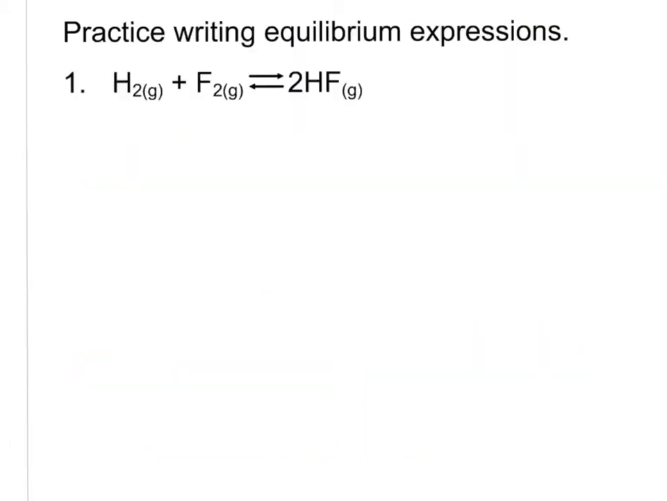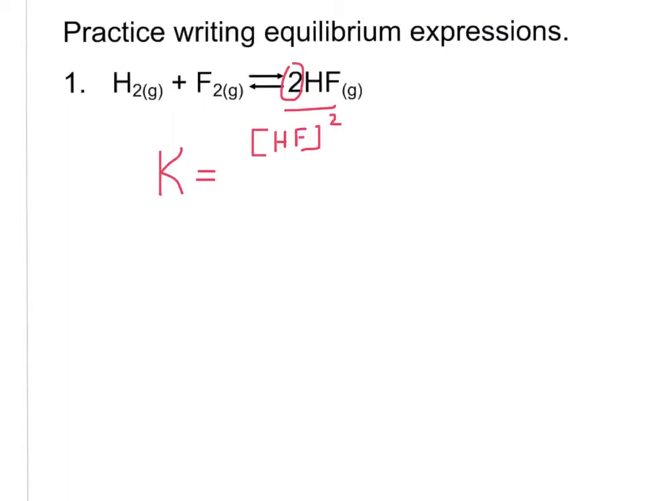Let's practice writing the equilibrium expression for this reaction. We know we're going to start our equilibrium expression with the equilibrium constant, K. K equals, now let's look at our products. We put products as the numerator. It's going to be the concentration of hydrofluoric acid, and we're going to take that to the second power. The coefficient is 2. That will be our numerator.